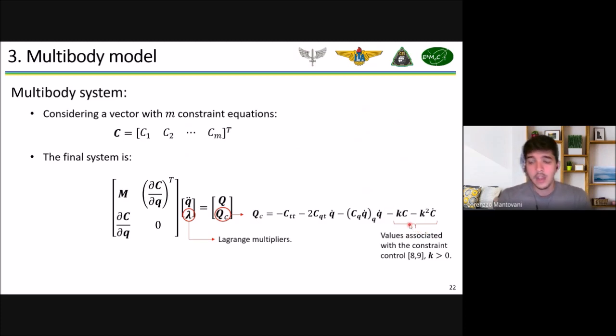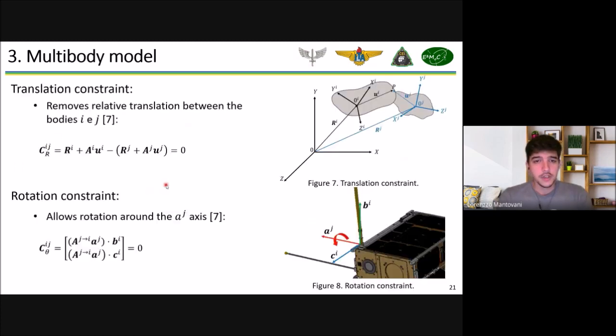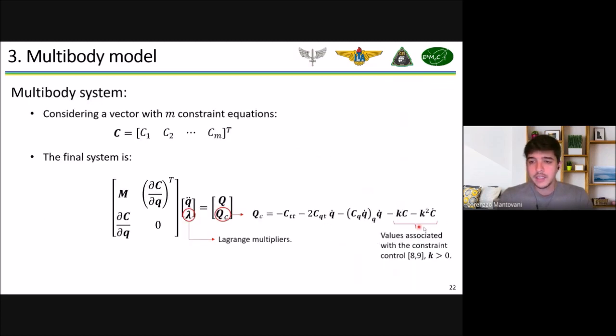It's constraints control. So what happens is that these equations here that I showed you will not remain equal to zero during our integration process due to numerical errors. And these errors can accumulate over time and lead to integration instabilities. So if we add these terms here, we can reduce this error and lead the system to be stable, numerically speaking.